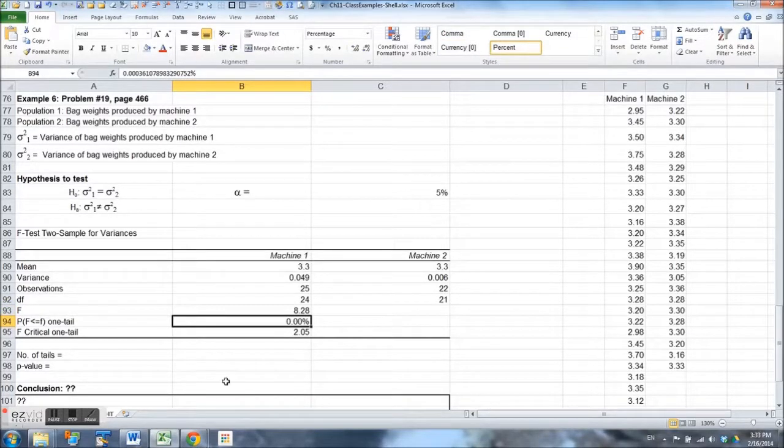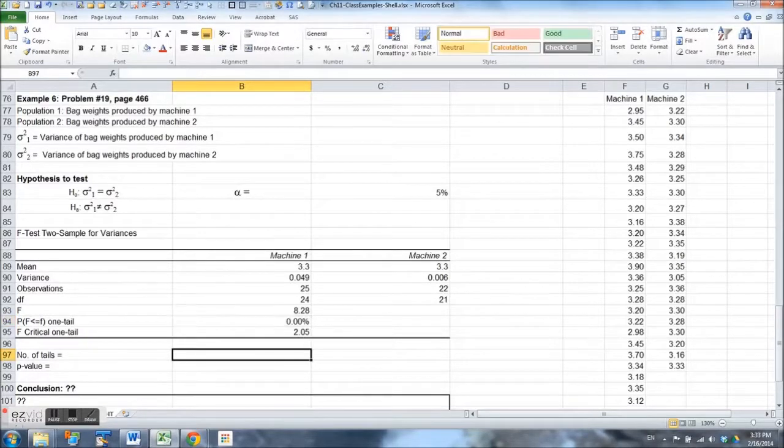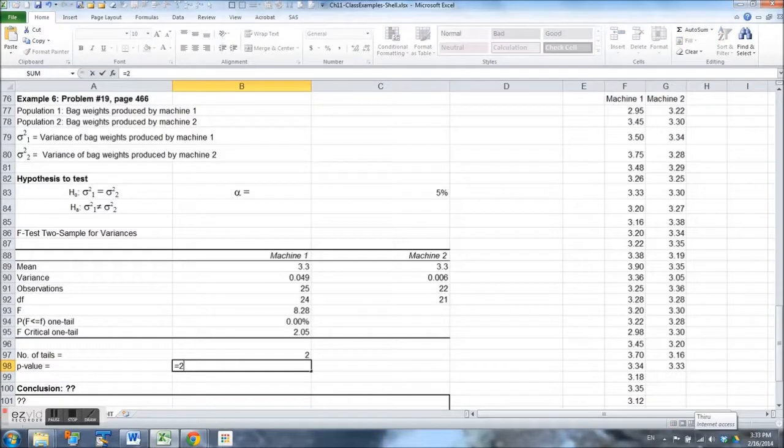And if you want two-tailed test, you have to multiply this by 2. Then you have the F critical for one-tailed test. We don't need to worry about that. So this is a two-tailed test. So we need to multiply that p-value by 2.